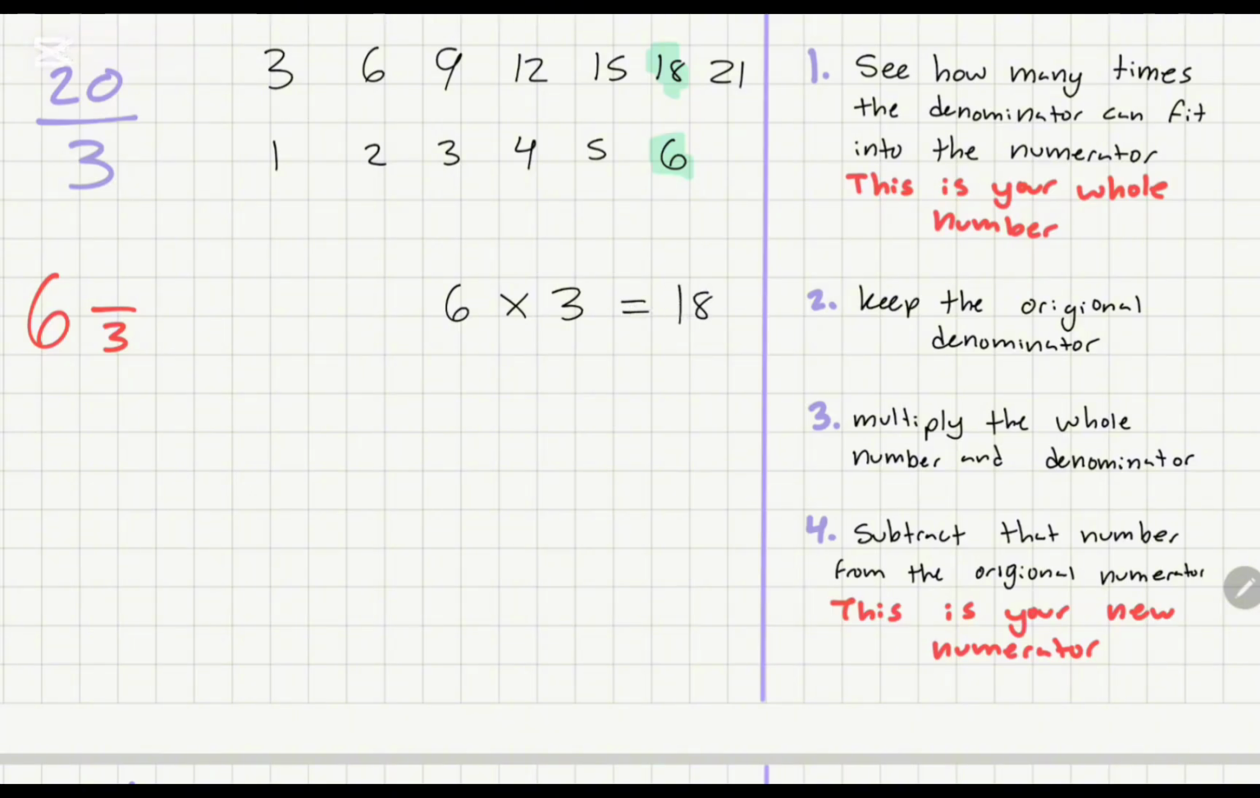Next step is to keep the denominator, and our denominator was 3. Step 3 says to multiply the whole number and the denominator. Our whole number is 6 times our denominator, which is 3, which is 18. And again, if you don't remember, a shortcut to that is to find out what that close number was. So notice how our 18 here and our 18 here are the same thing. That's a little shortcut for you.